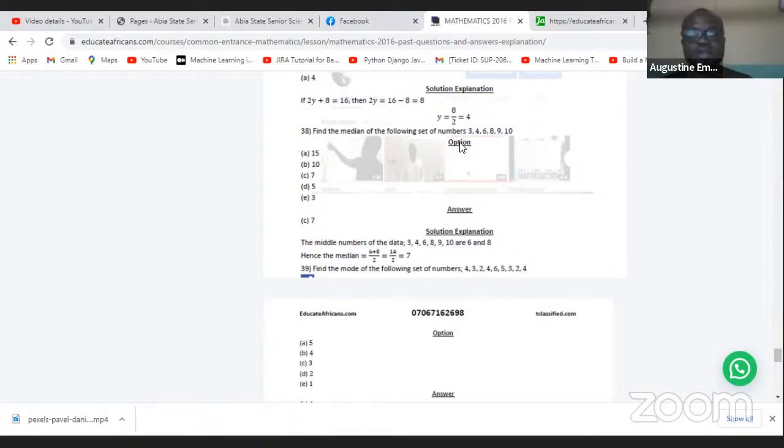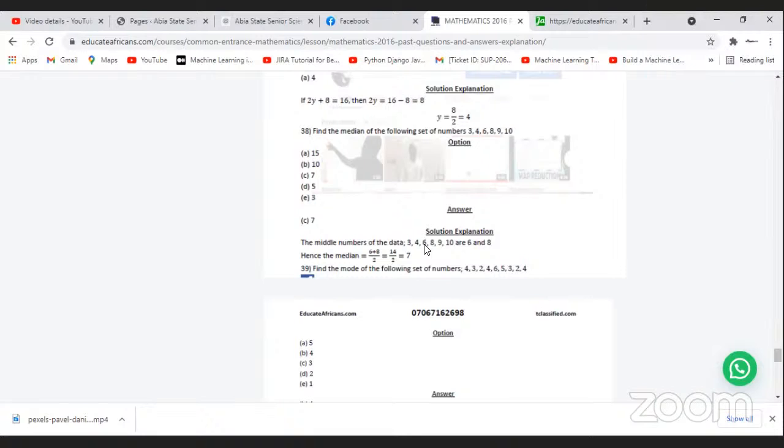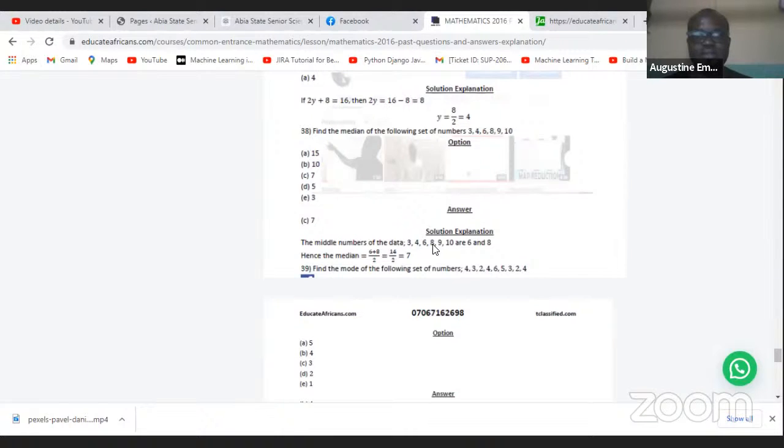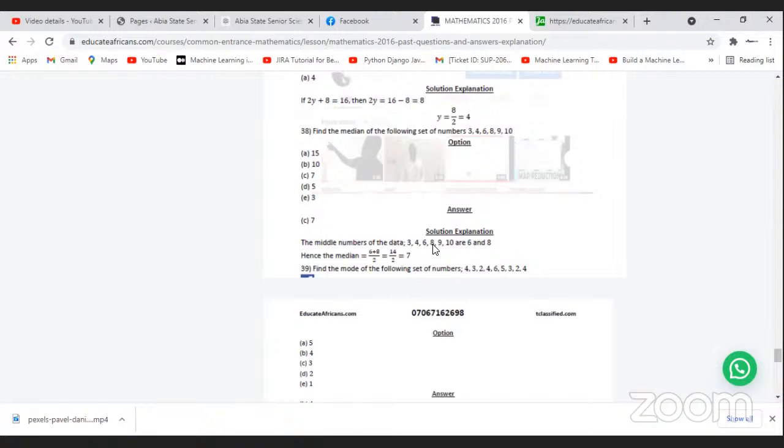That becomes the sum. So you have 3 plus 4 is 7. 7 plus 6 is 13. 13 plus 8 is 21. Then 21 plus 9, 30. 30 plus 10, 40.